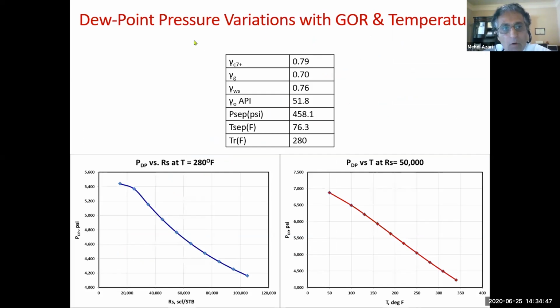Now, this is the dew point variation with GOR, which was another project that I did for one of the companies. This is the Rs, the solution gas oil ratio, which increases. And this is the dew point pressure, showing how they affect each other. And then this is temperature versus dew point pressure. So if I have a reservoir at a higher temperature, the dew point is going to be lower.